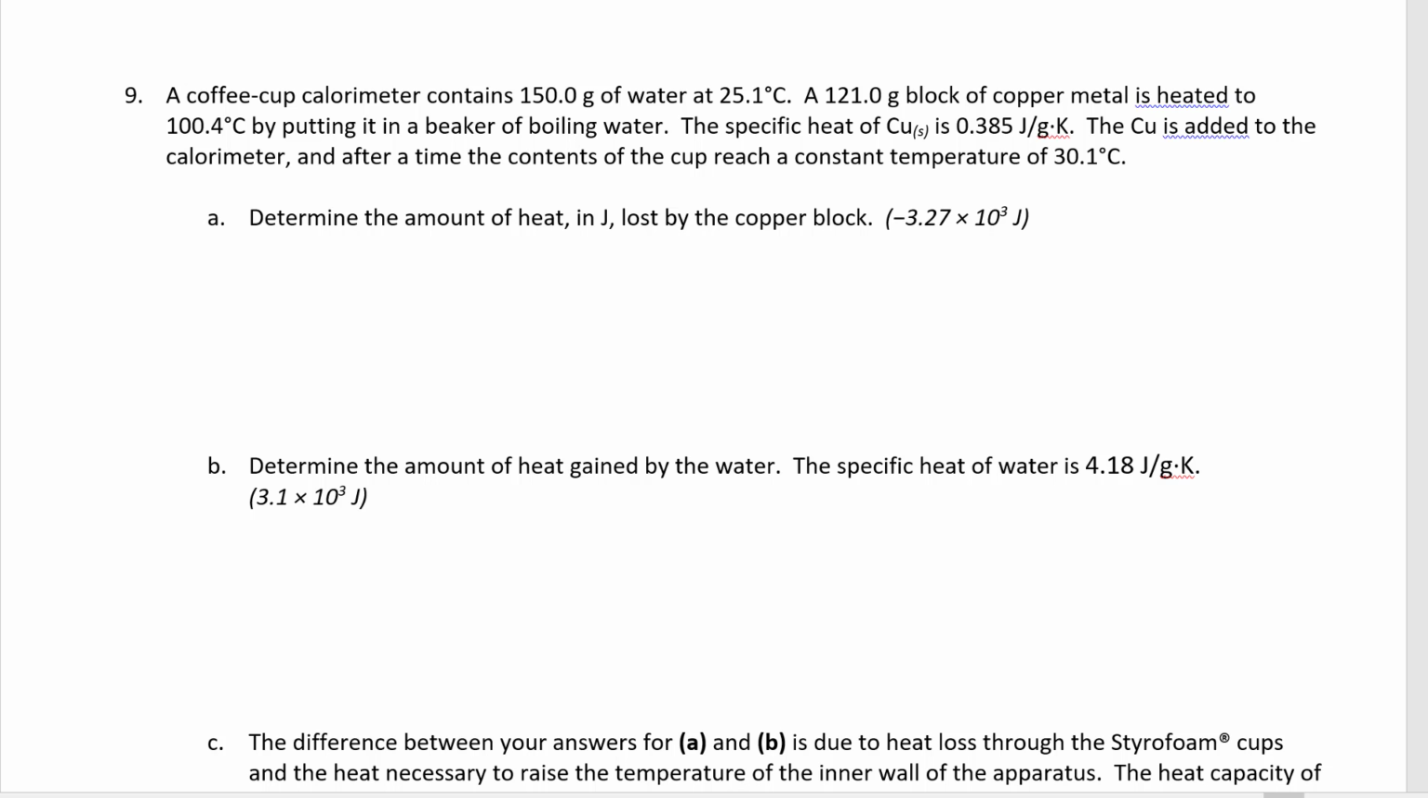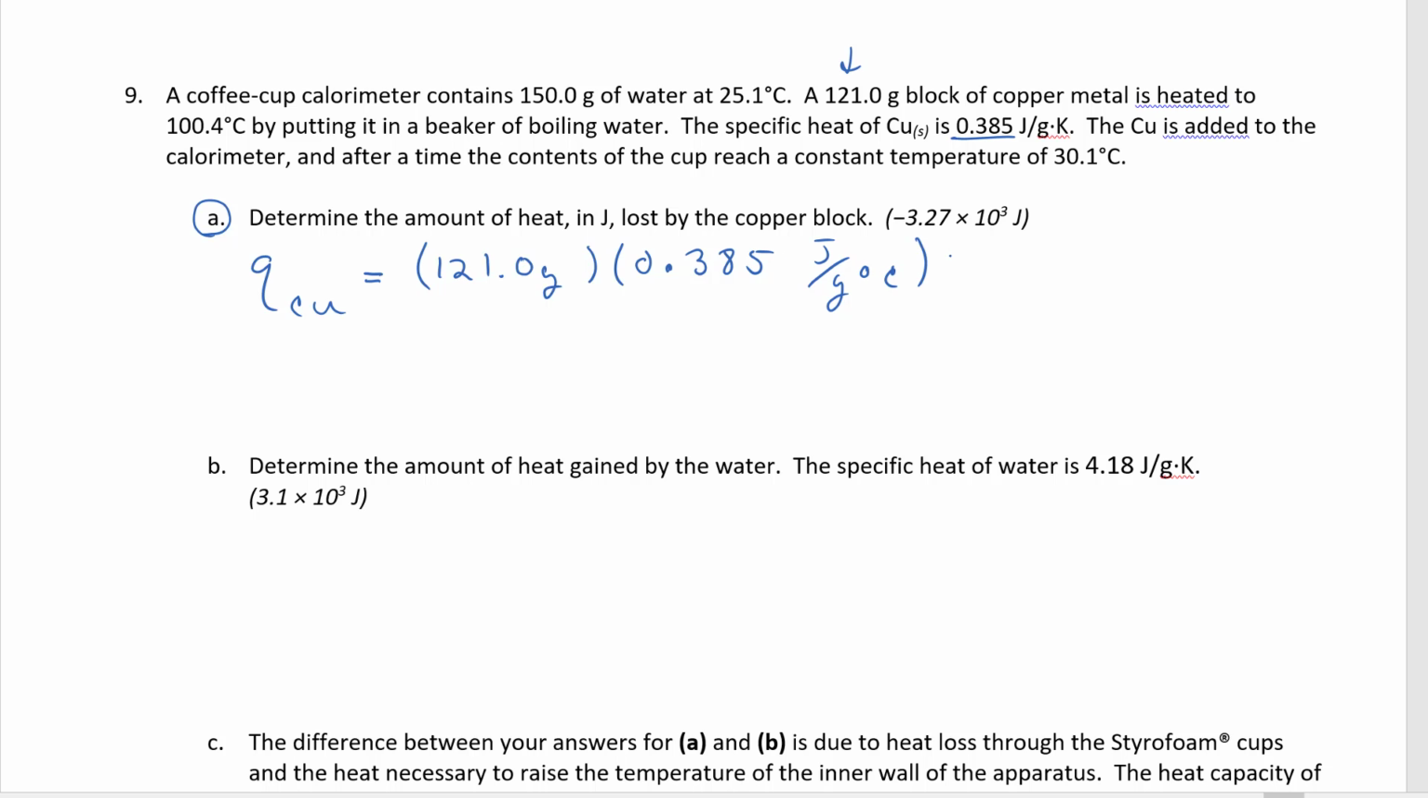Okay, so let's go ahead and tackle number 9 in problem set 2 with the coffee cup calorimeter. For the first question, all we're really going to try to do is figure out how much heat the copper block lost. So we know that Q for the copper is going to be the mass of the copper, which is right here, 121.0 grams, times its specific heat, which is pretty low here, 0.385 joules per gram degrees Celsius.